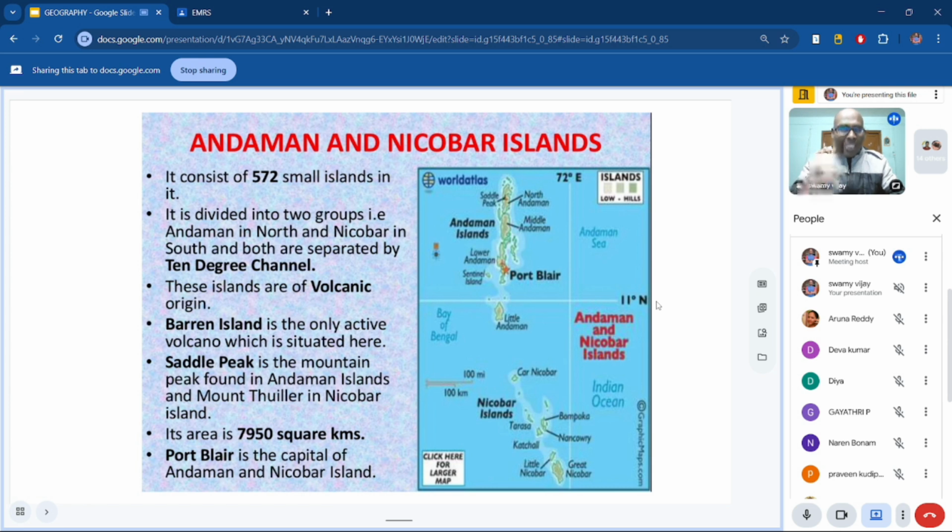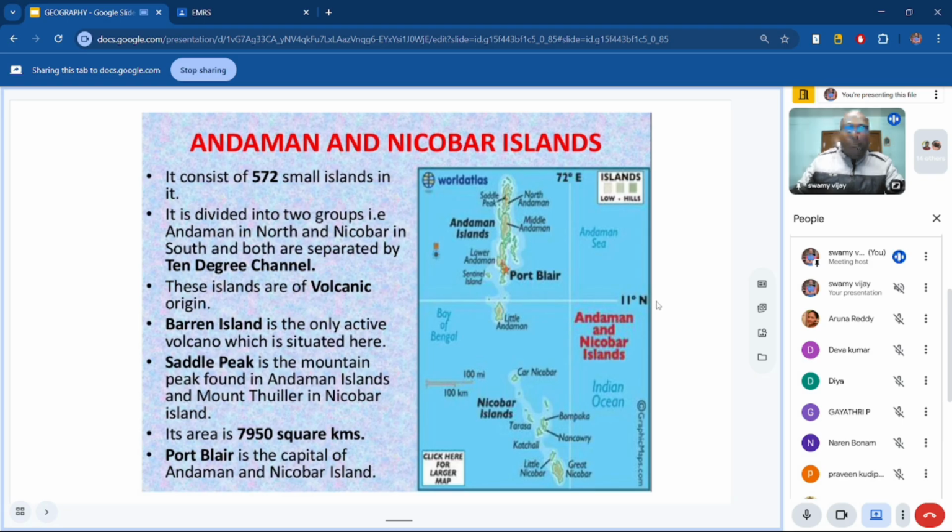That is the 10-degree channel, and these islands are volcanic in origin, whereas Lakshadweep are coral islands. Barren Island is the only active volcano, which is situated here. Then Saddle Peak is a mountain peak found in the Andaman Islands and Mount Thuillier in the Nicobar Islands. The total area is 7,950 square kilometers, and Port Blair is the capital of Andaman and Nicobar Islands.